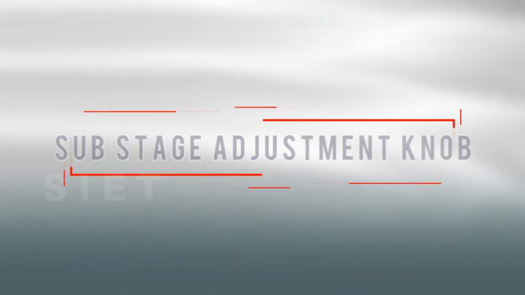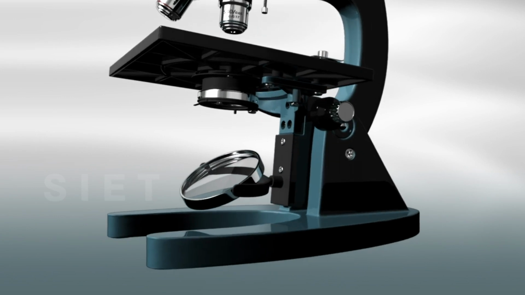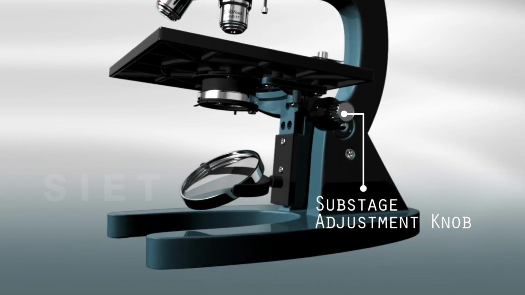Substage adjustment knob. This is used to move the condenser up and down.